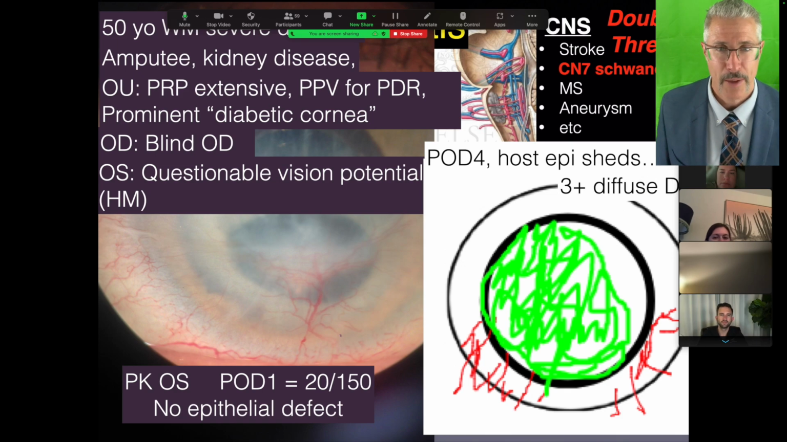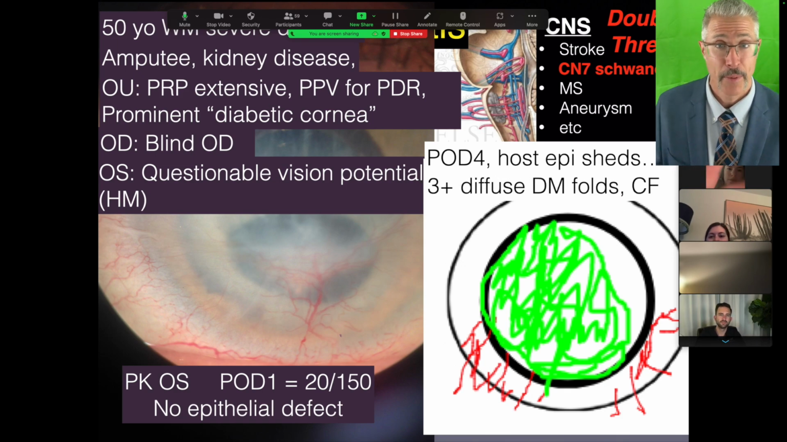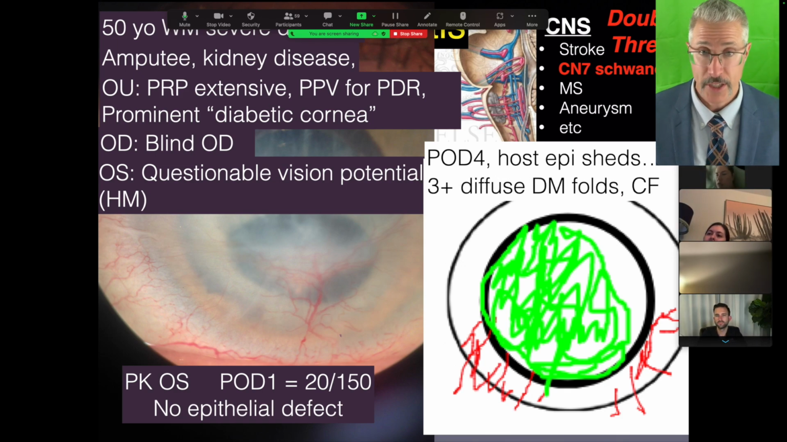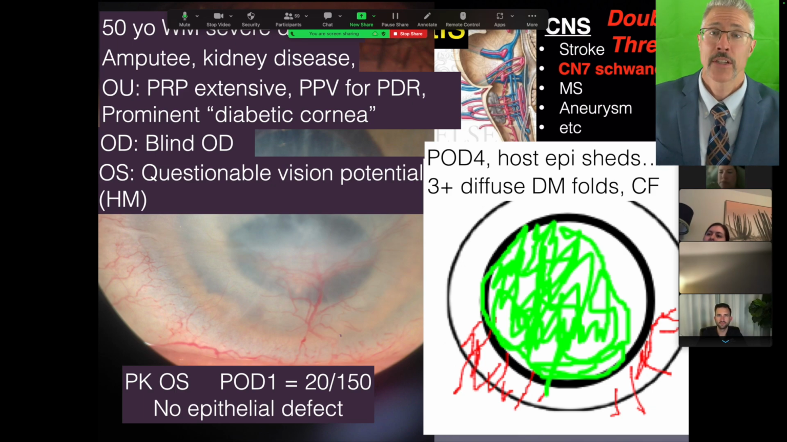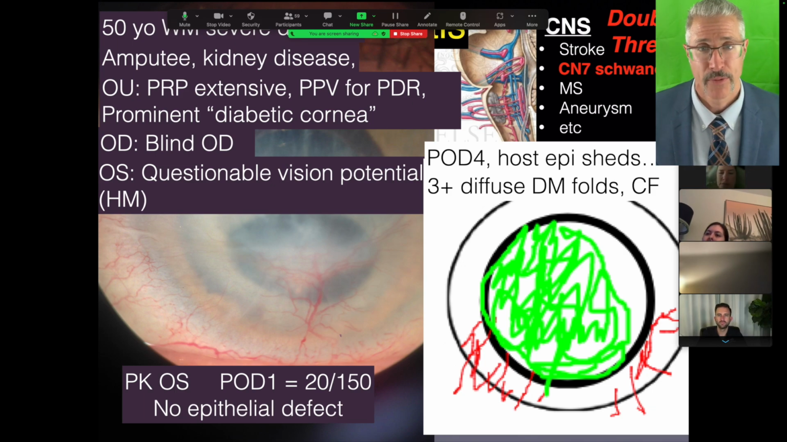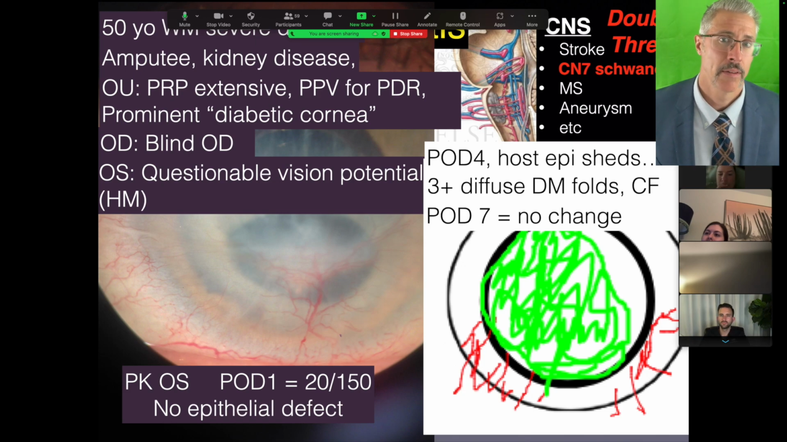Day 4, host epi sheds. And then he gets edematous. Why does he get edematous? Because his tears have no barrier to rush into the cornea and make it swell. Now he's count fingers. Day 7, no change.